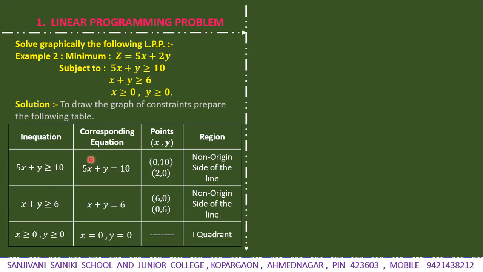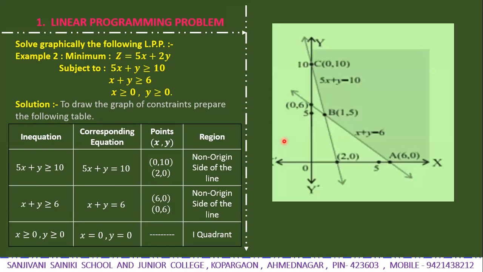Then the corresponding equation is 5x plus y is equal to 10. Now we have to find the two points on the axis. For that, we put x is equal to 0, you will get y. Then we will put y is equal to 0, we get x. So these are the two points on the axis. Then we will plot the graph of these lines on the xy plane. Now how to plot? This is 5x plus y is greater than or equal to 10. So this is the line. This is the first line.